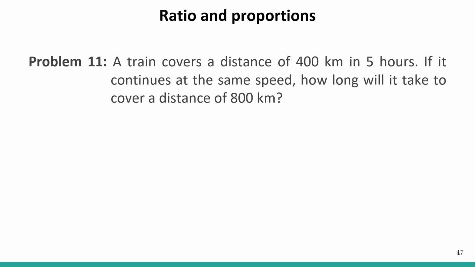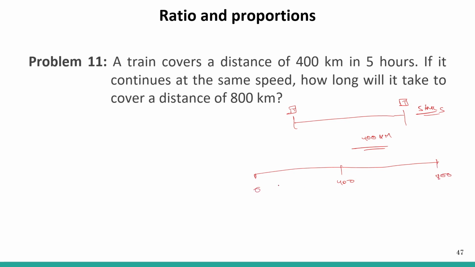So let's see problem number 11. A train covers a distance of 400 kilometers in 5 hours. What we have here is a distance of 400 kilometers, and the train takes 5 hours to cover the whole journey. If it continues at the same speed, how long will it take to cover a distance of 800 kilometers? What we want is to double the distance. Here is 400, here is 800, here is 0.